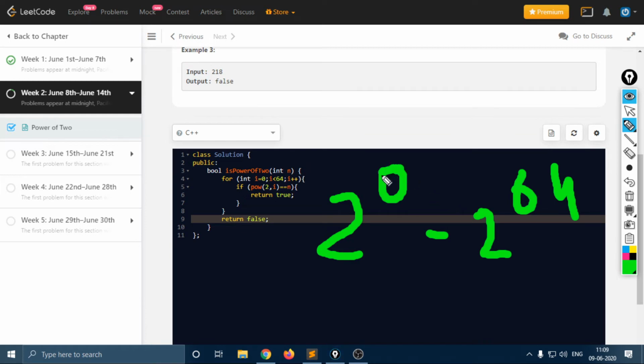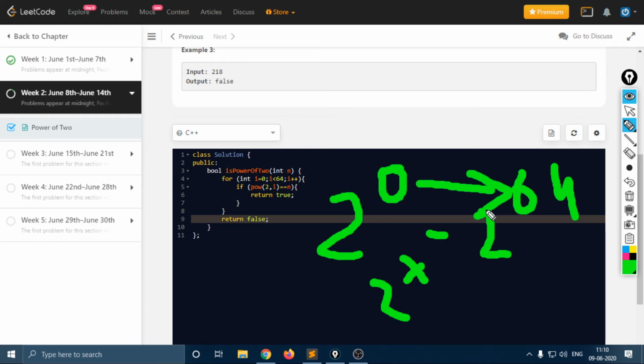First question arises that why you are checking, because in this range every integer exists. So if any of the value of n will be equals to something 2 to the power something, then it will lie in this range. So I am just checking 2 to the power I, and I will iterate from 0 to 64.